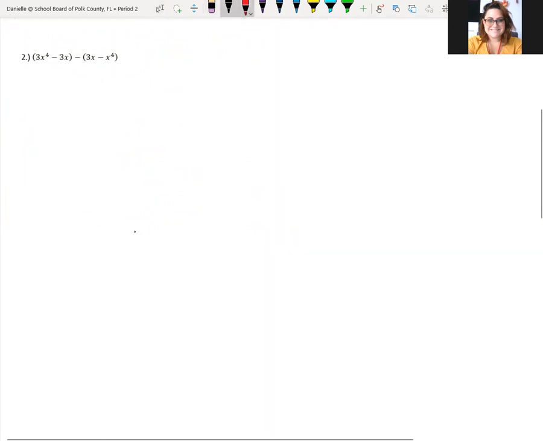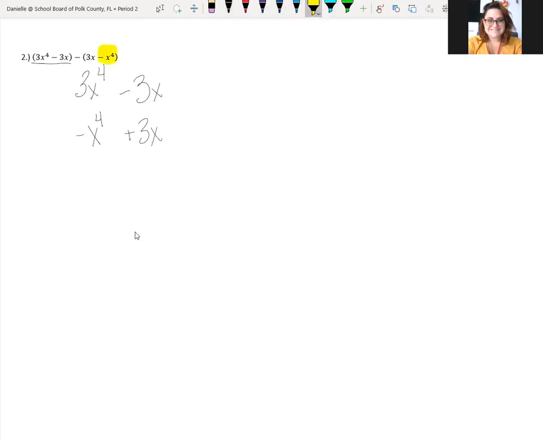And I'm going to do the same thing. We always want to make sure this one goes on top. The first one goes on top with subtraction. When we were doing addition, it didn't really matter. So I'll have 3x to the fourth minus 3x. And then I have x to the fourth. It's a minus x to the fourth and a plus 3x. And it's minus because that minus is technically also a negative.